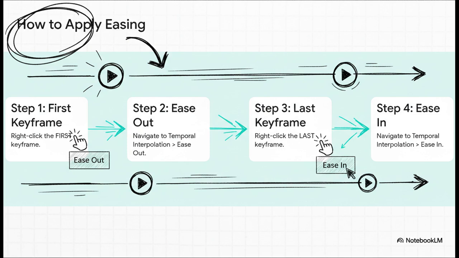And you know, getting this effect is surprisingly easy. All you have to do is right-click your first keyframe, navigate to Temporal Interpolation, and choose Ease Out. Then you do the same for your last keyframe. Right-click it, but this time you're going to select Ease In. That is it. Seriously, 2 clicks make a world of difference.